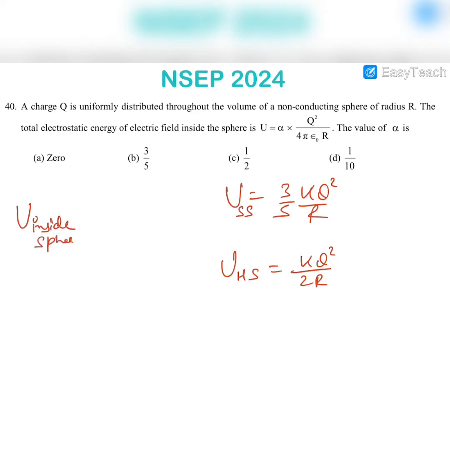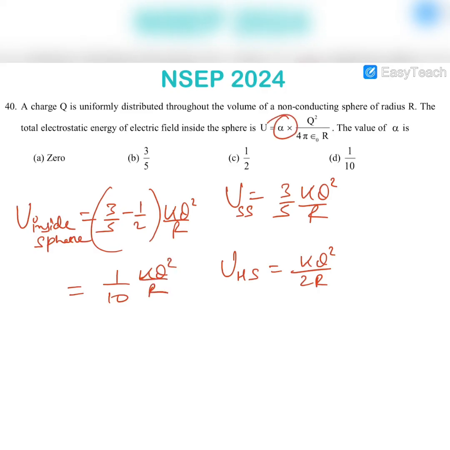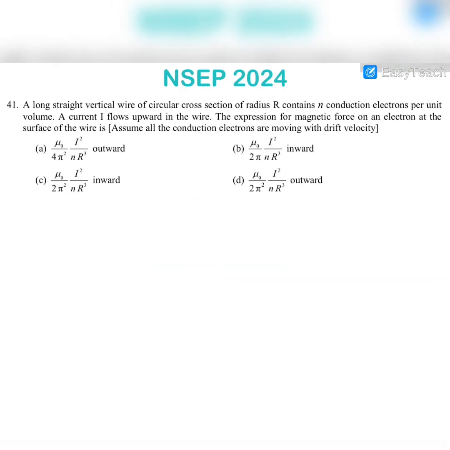then we can obviously just subtract these two energies, and it would be 3 by 5 minus 1 by 2, and this is kQ square by r. So it would be equal to 1 by 10 kQ square by r. So the value of alpha is 1 by 10. So the correct answer is D. Now we move on to the next question.